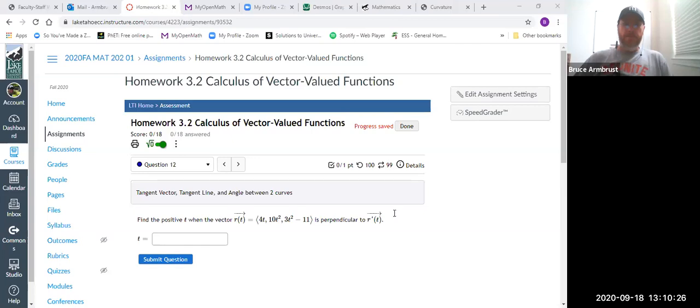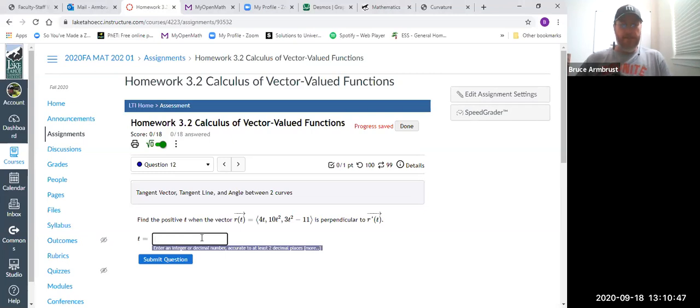All right, so this one is saying find the positive t when this vector is perpendicular. So again, we had three choices. We had 0, that's not positive. And then we had the two square roots. Obviously the positive one is the positive one.